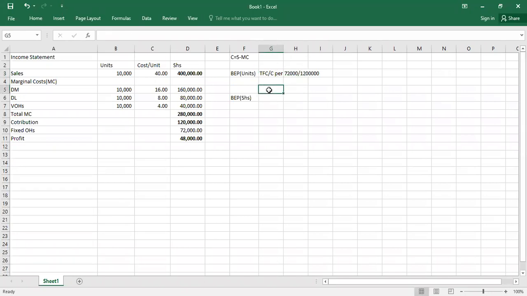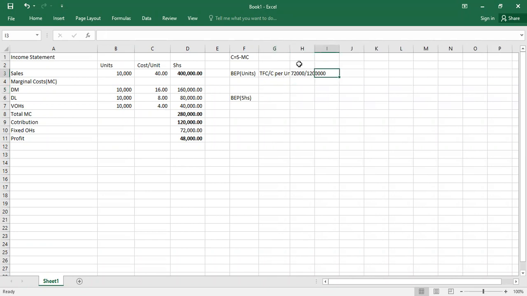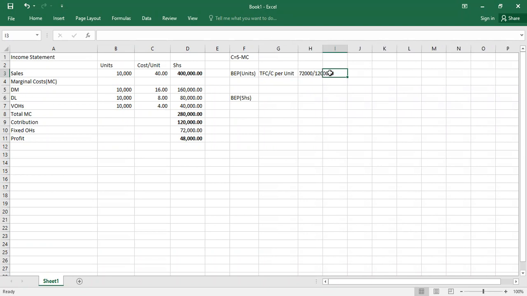So what is the contribution per unit? How many units are we producing? 10,000. So 120,000 divided by 10,000? 12. So I should divide by 12 instead, right? Yes. So what do you get? 6,000. Yes. 6,000 what? Units. Yeah, 6,000 units.